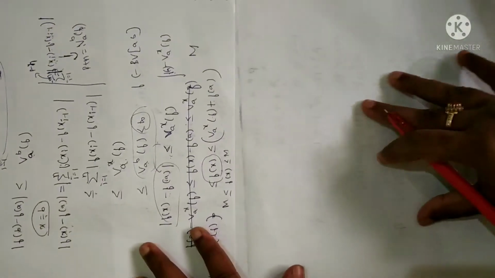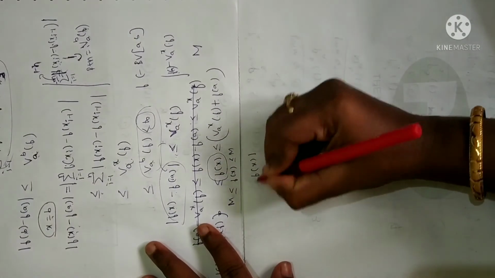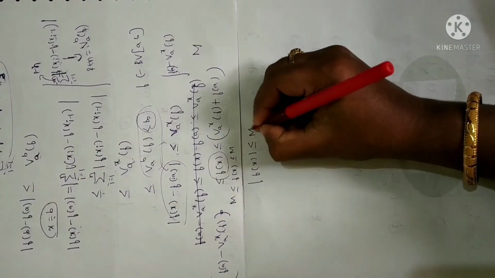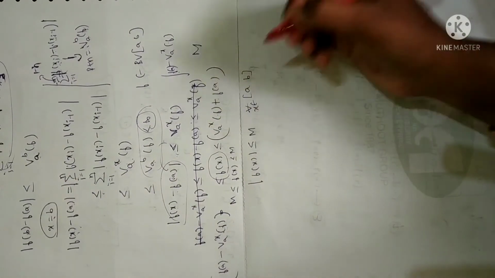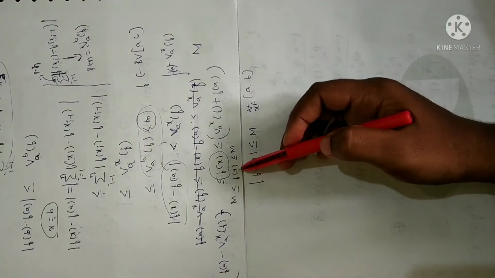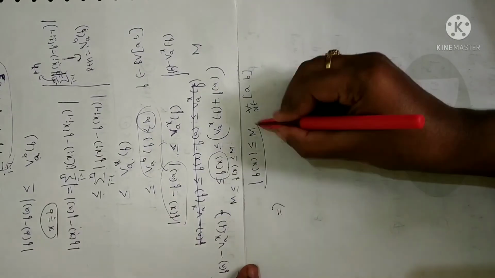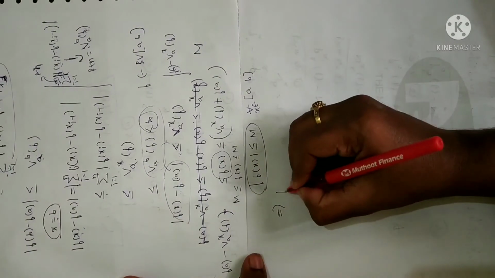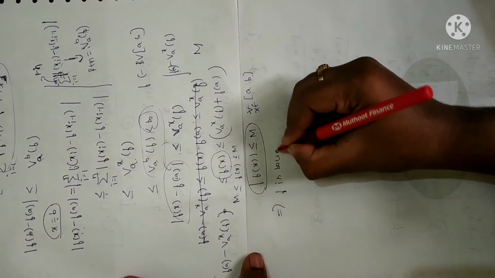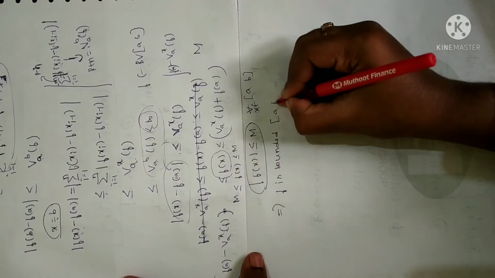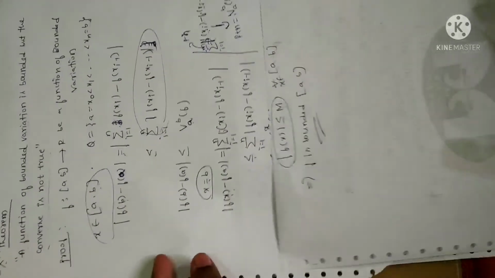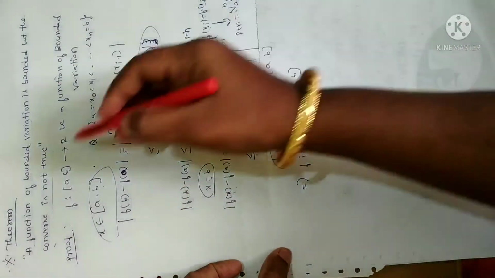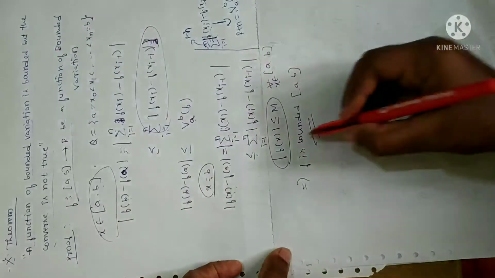So I can write the magnitude of f of x will be less than or equal to m for any values of x which is inside this interval. Meaning is, the function f of x is bounded. So this is the concept of bounded, right? Therefore I can write f is bounded within the interval ab. So we have proved, what we have assumed is, I have defined a function. What I have proved is f is bounded.